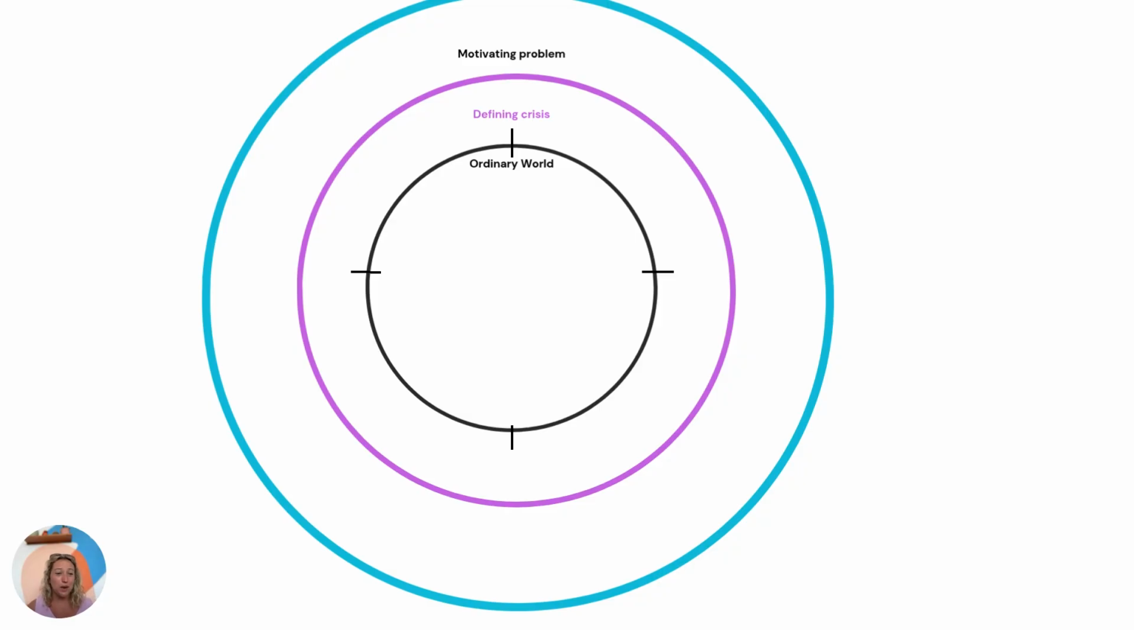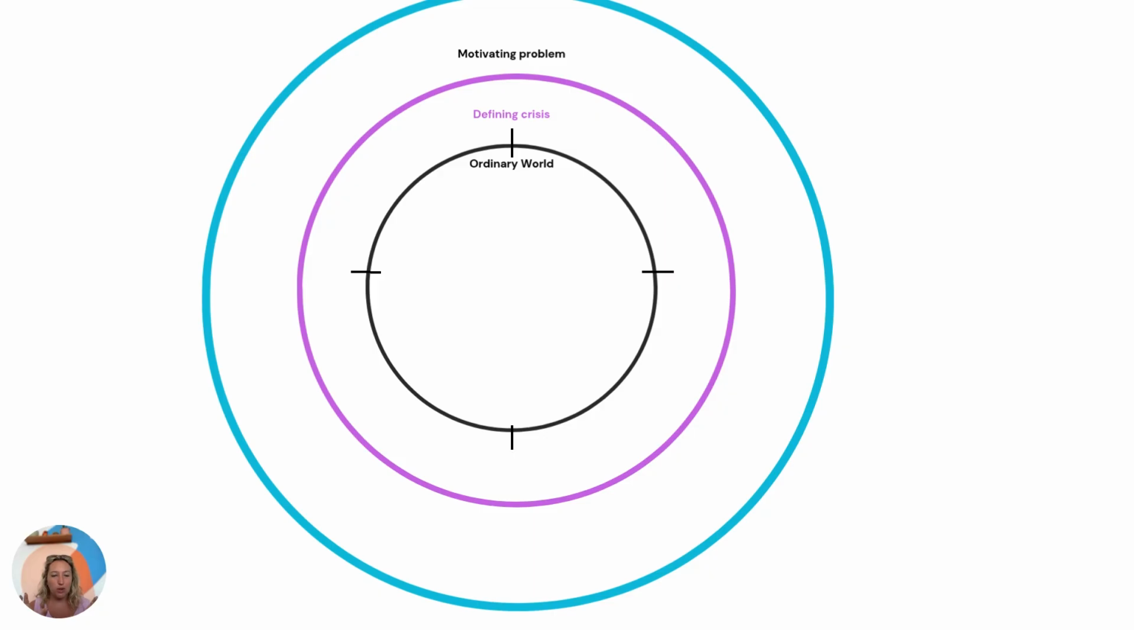Obviously, we start with the ordinary world in our little story structure circle, the defining crisis in our purple circle, that's our character arc, and the motivating problem in our blue circle. So ordinary world or story setup, that's where the character begins. We're getting an introduction to the current equilibrium. We generally have a character who has some sort of problem. We're learning about their life. So that's our ordinary world.